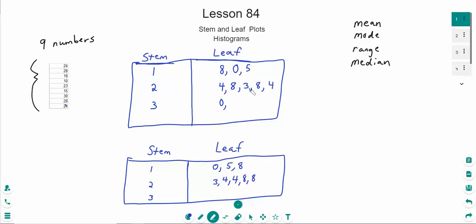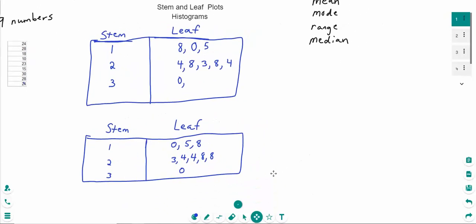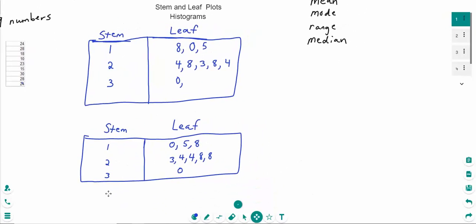It's good to count up. I have 5 leaves here. Make sure I got all 5 of them there. Very good. And then for my 3 stem, I've only got 1 leaf, and that's the 0. Okay, so there I've got it even more organized. All right, here is my stem and leaf plot. Now, how does this help us? Well, it just helps us to visualize things a little bit better.